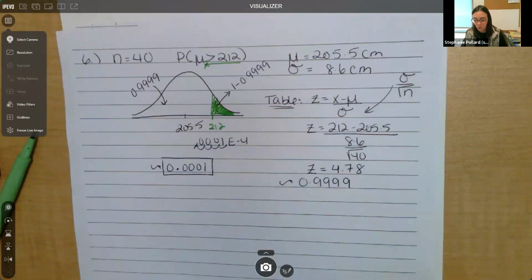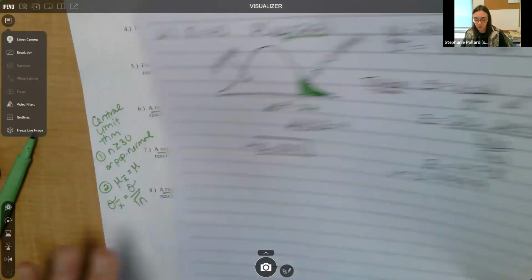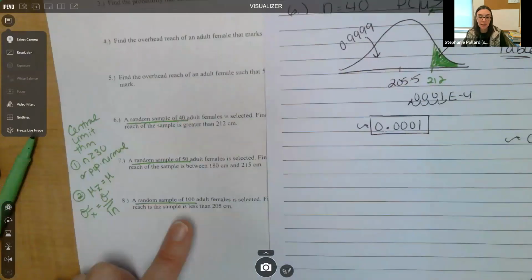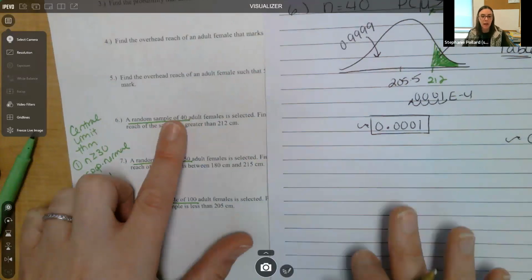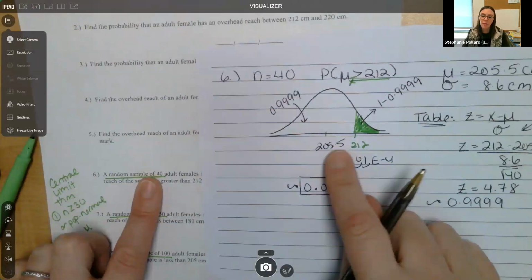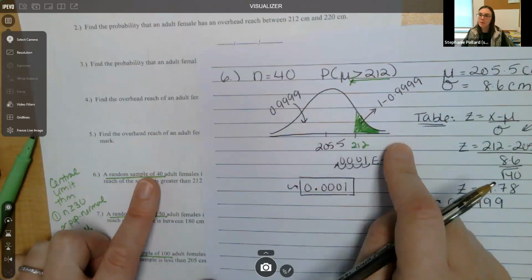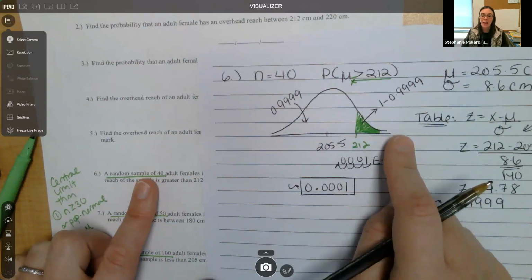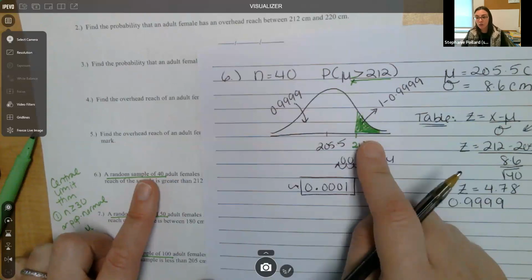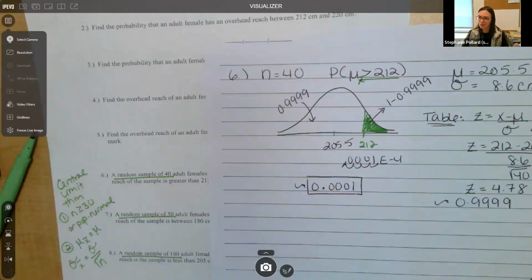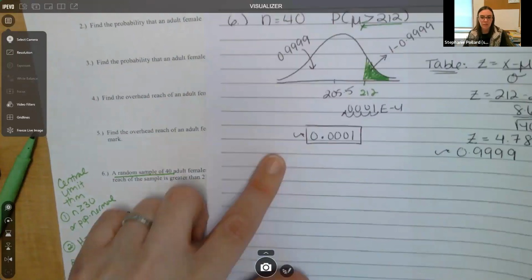Now, again, why is this so different? It's because we're not just sampling one person, we're sampling lots of people, 40 people. And the mean is 205.5. So to get one person larger than 212, well, maybe that would happen, right? But to get 40 people whose average overhead reach is greater than 212 would be very unusual, right? Because they'd all have to have very long reaches overall. So this probability is very small here.